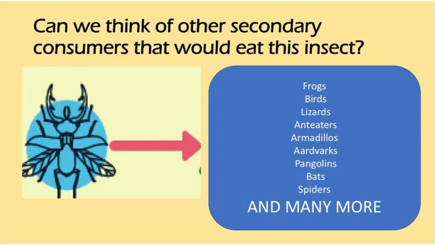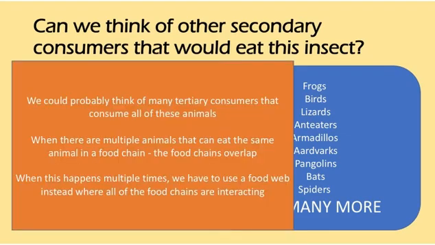So those animals on my list are secondary consumers, so they would eat our primary consumer, which in this example is our insect, which means all of these animals are carnivores. We could probably think of many tertiary consumers that can consume all of these animals. When there are multiple animals that can eat the same animal in a food chain, the food chains can overlap. When this happens multiple times, we have to use a food web instead, where all the food chains are interacting with each other.